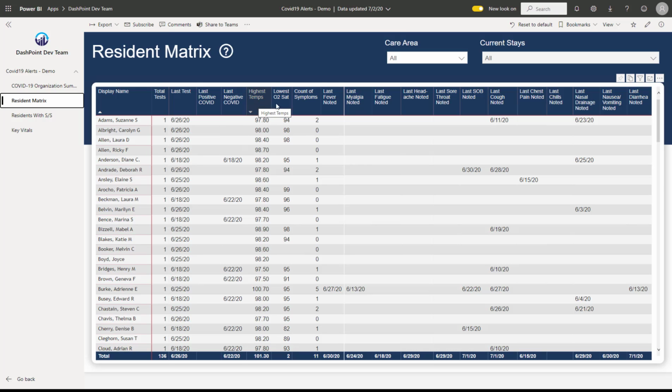Then as we move right, you can see some of the key vitals, as well as the count of signs and symptoms that they may have triggered during their time with you. So this is very useful to keep track for those daily submissions to the Department of Health. You can also go up to the three dots here and export the data directly to Excel. That's very helpful if you want to do your own analysis.